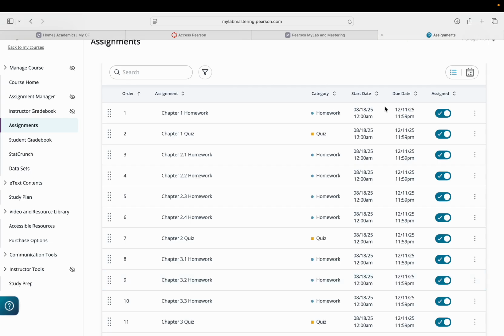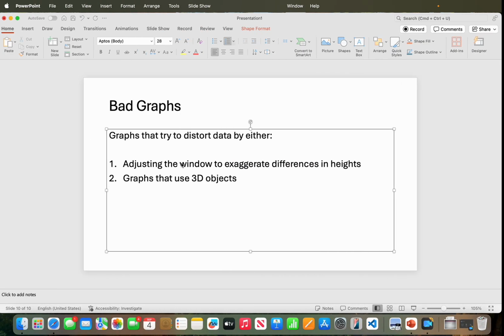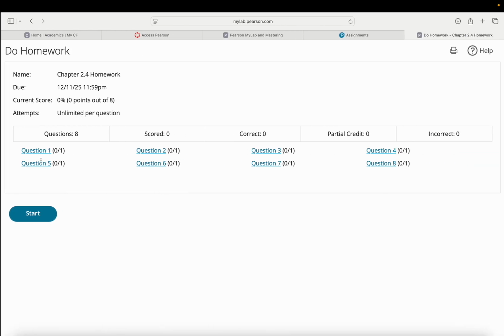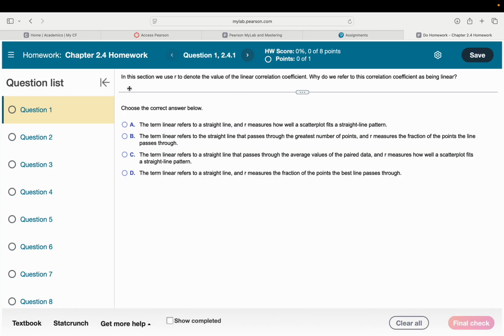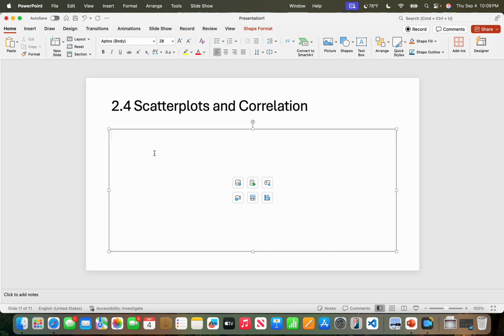Let's look now at 2.4. All right, 2.4 is going to take a little bit more to explain. Even though there are fewer questions, it's a little bit of a headier topic. We're going to talk about scatter plots and correlation. So, first thing we need to say in bold is correlation does not imply causation.